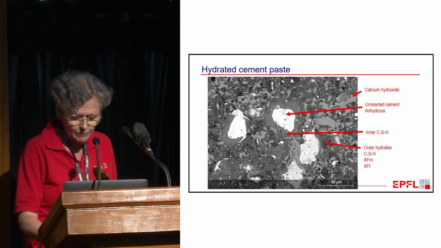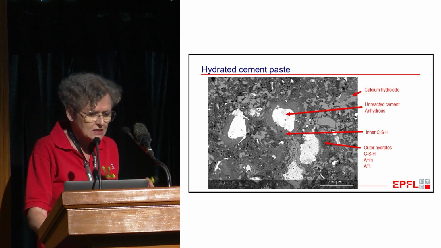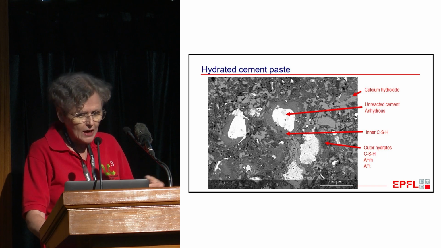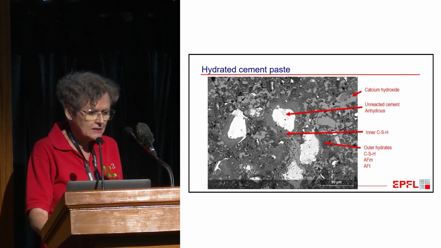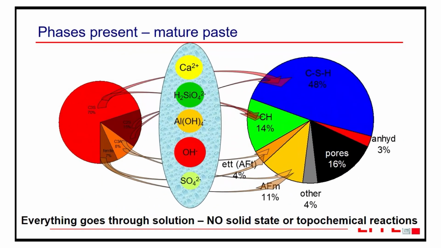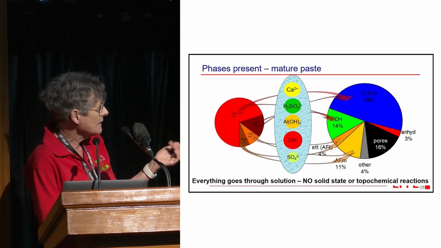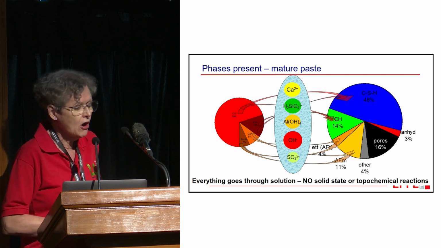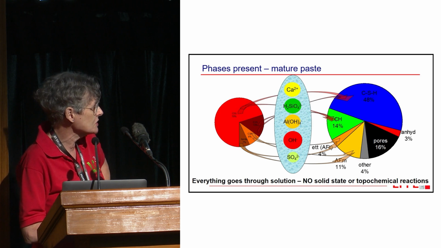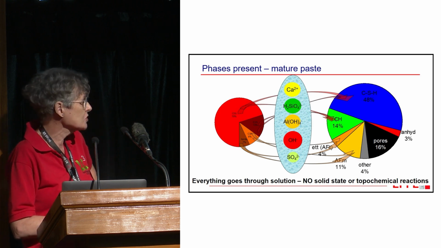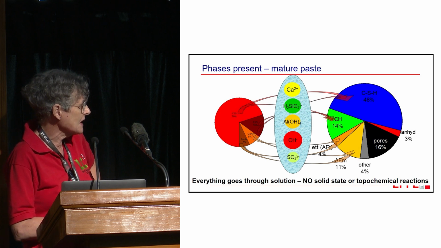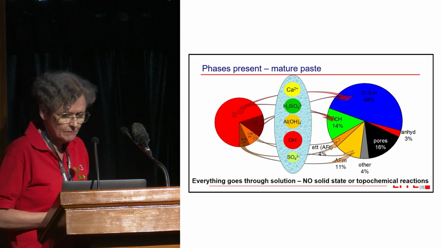We know their structure. Now, as I showed you in the first schematic, this whole hydration process takes place in the solution, in the water. So first of all these things here dissolve, and they form all these different ions in solution, and then these ions precipitate to form these phases. This is the kind of volume repetition of the phases in a hardened cement paste. You can see about half of it is this phase that's called CSH, about 15% is calcium hydroxide, etc.